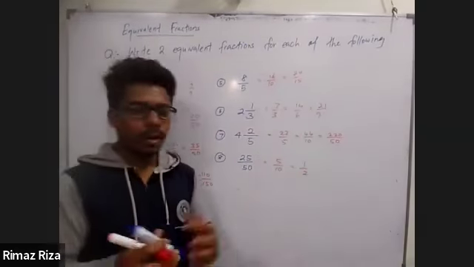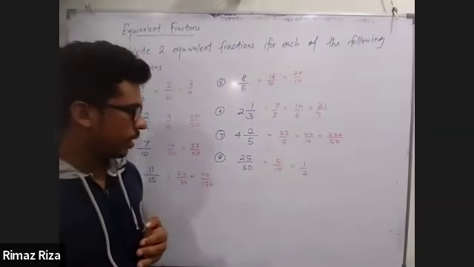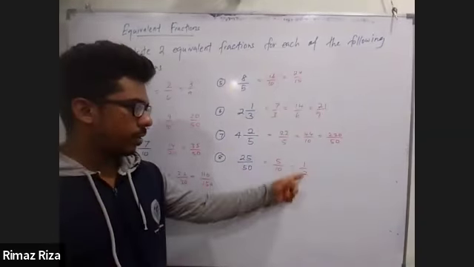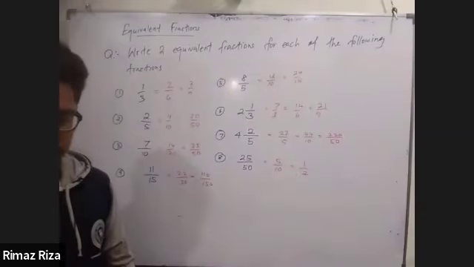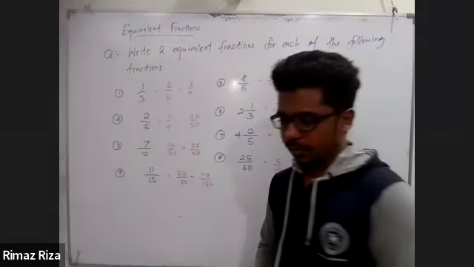Now if you have 50 rupees, you want to divide equally with your friend, so you each have to take 25, no? So that means half. It divides exactly half. Okay. So these are equivalent fractions.